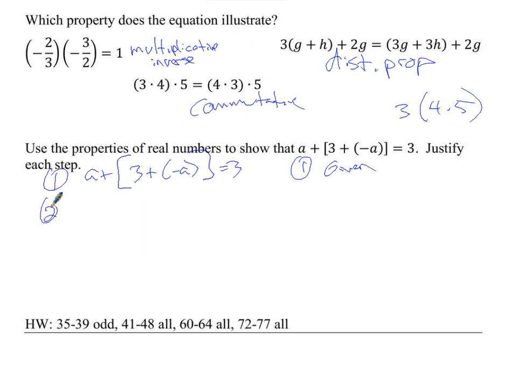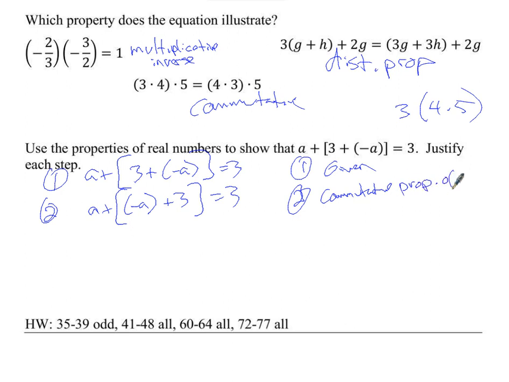So next step, number 2, a plus the bracket, and now I'm trading the negative a plus 3 equals 3. And we called that what? Commutative property of what? Addition. We have to be complete. It's not just commutative, it's commutative property of addition. All right, now we almost have these two things next to each other. They are next to each other, but they're separated by that grouping symbol. What can we do? Now we can move the grouping symbol.